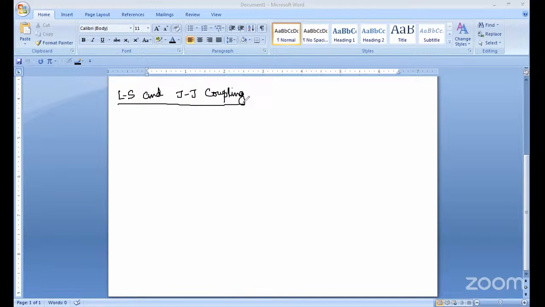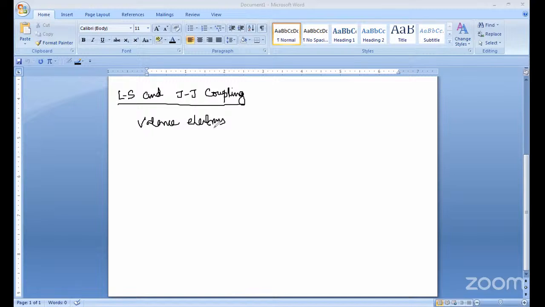So for many electron systems, only the electrons outside a closed shell, which we call valence electrons, will contribute to the angular momentum of the atom. That is what we have to remember. When we are studying the many electron system, only the electrons present in the valence shell, the valence electrons, contribute to the angular momentum of the atom.